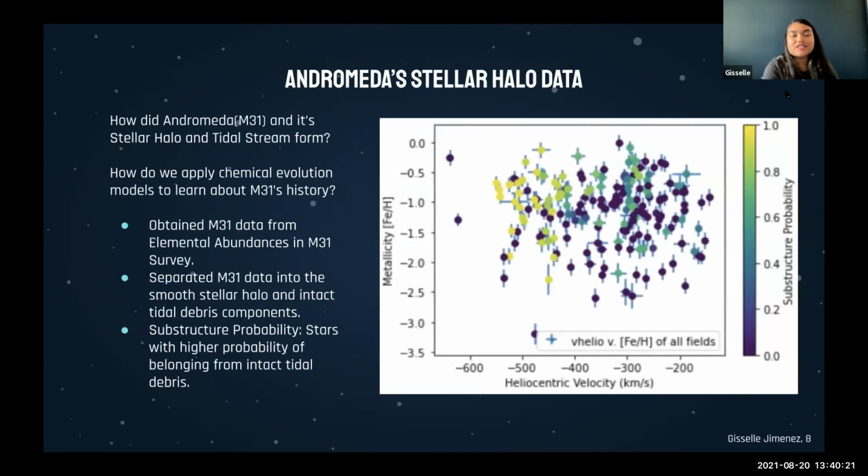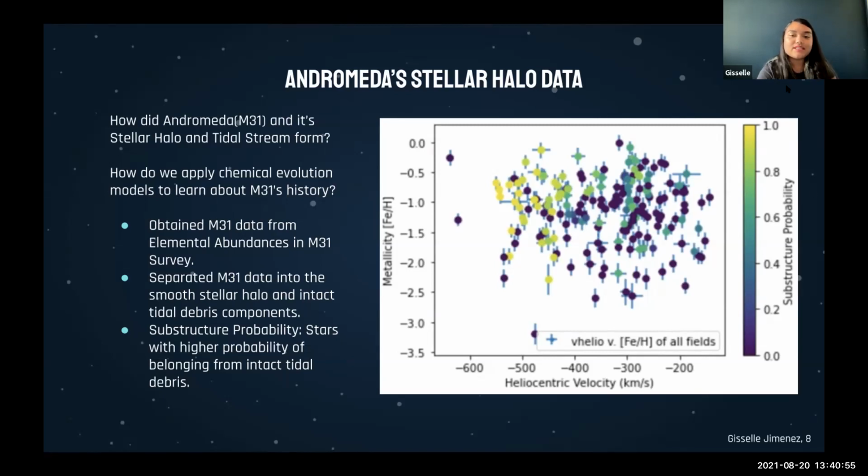The two main questions I've been trying to answer are, how did Andromeda and its stellar halo and tidal stream form? And how do we apply chemical evolution models to learn about M31's history? What I've done so far is that I've obtained the M31 data from the Elemental Abundances in M31 survey obtained from the Keck-2 telescope and the DEIMOS spectrograph. And I have separated that data into the smooth stellar halo and intact tidal debris components using the substructure probability.